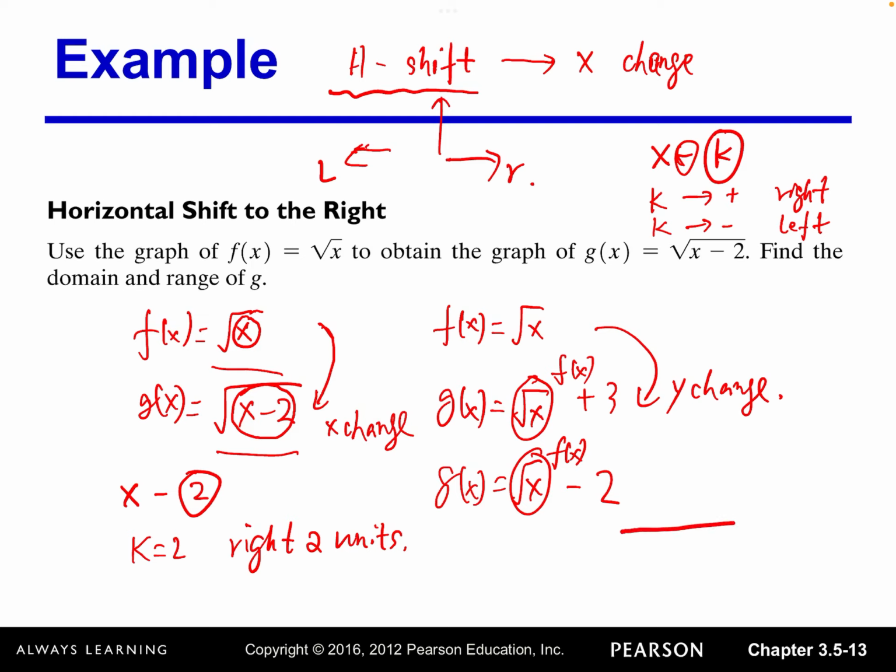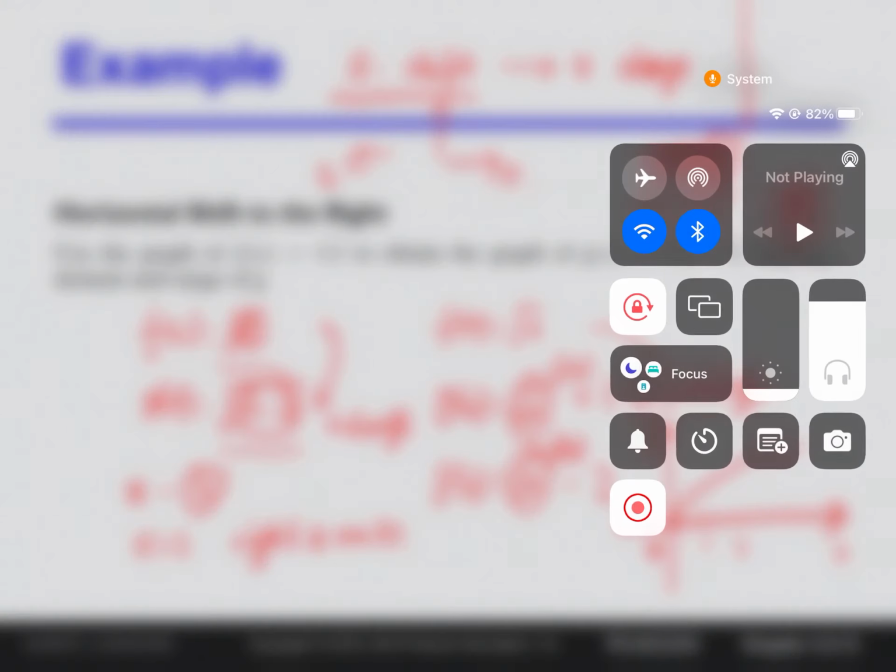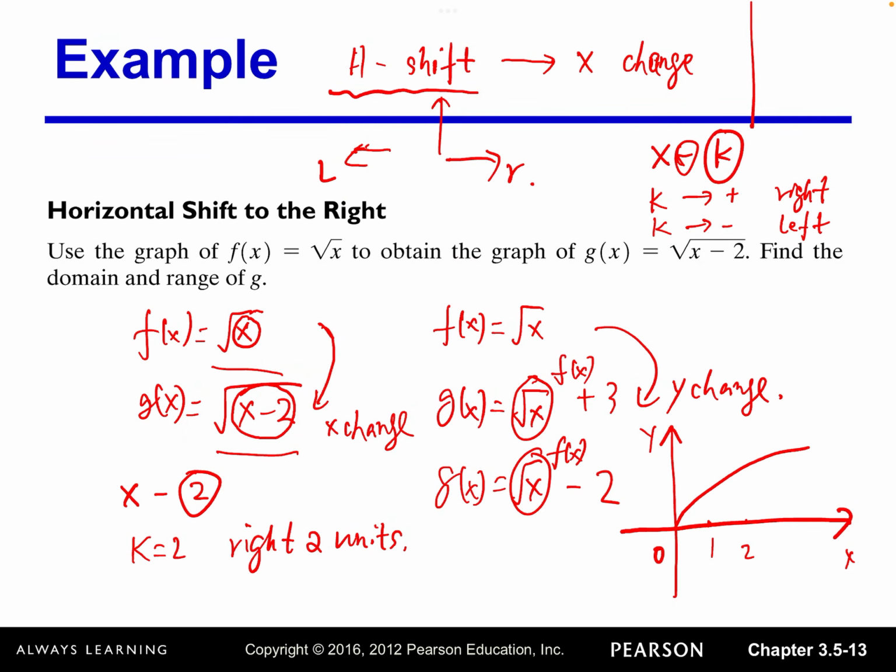So let's look at the graph. This is the original square root function, and then we shift horizontally to the right-hand side 2 units. Let me see if I can change the color. I can't change the color, so I'll just use the same color. So this is f of x equals square root of x. This is g of x, which is square root of x minus 2.